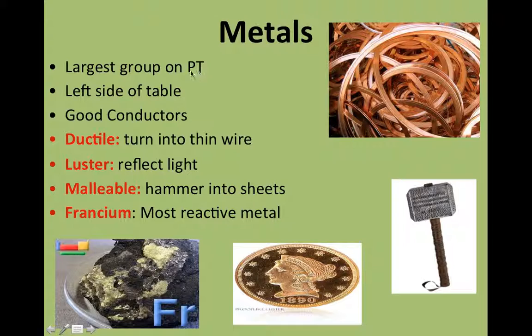And here are some properties of metals. They're the largest group. They're on the left. They're good conductors. That means electricity is going to flow through it. So think of copper and your pots and pans. If it's ductile, here's a term, that means I'm going to form it into a wire, just like this picture up here. Luster means it's going to have some shine. It's going to reflect light. Malleable means I'm going to take this hammer over here and I'm going to hammer the metal into a shape. And francium is by far the most reactive metal, and it's at the bottom of group 1A.